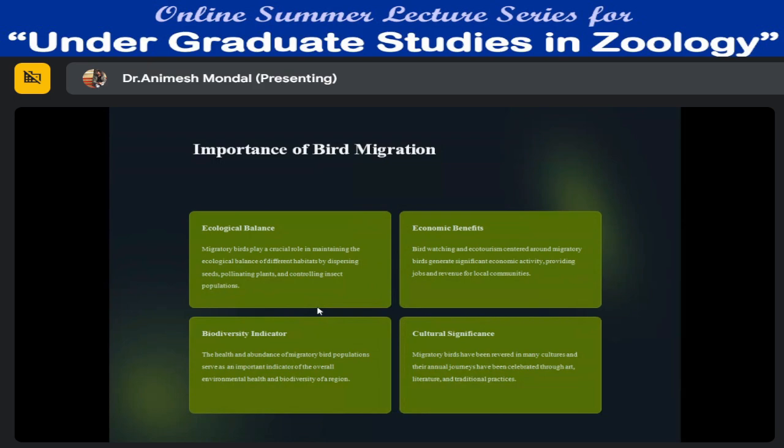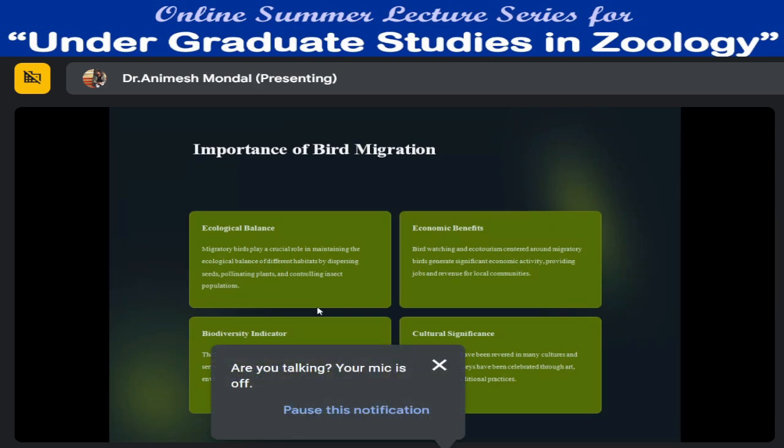Now, what is the importance of bird migration? There is some ecological importance. Now, what is ecological importance? So, migratory birds play a crucial role in maintaining the ecological balance of different habitats by dispersing seeds, pollinating plants, and controlling insect populations. So, birds also help to control the insect population.